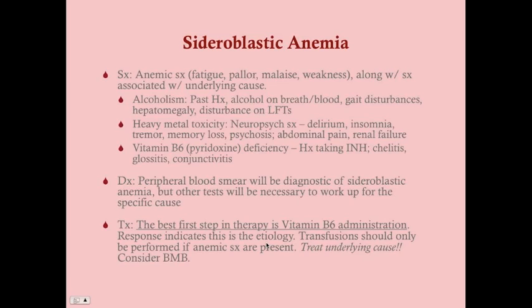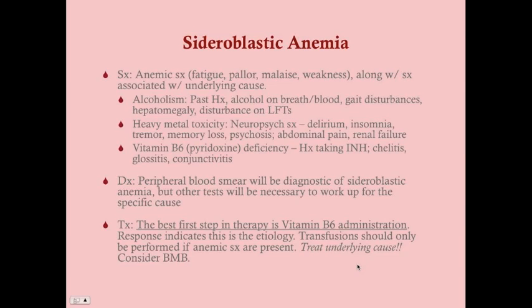Transfusion should only be performed if anemic symptoms are present. Transfusions certainly are not necessary. But who are you going to perform transfusions in before other people? The elderly. Because a 7.0 hemoglobin in an 80-year-old man is much more emergent than a 6.9 hemoglobin in a healthy 25-year-old, even though you may transfuse both of them. And ultimately, treat the underlying cause. If you have not figured out the underlying cause, consider a bone marrow biopsy.